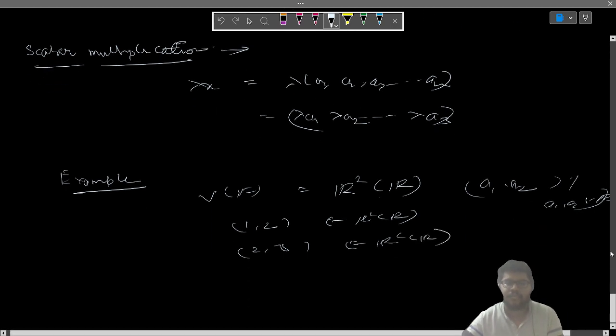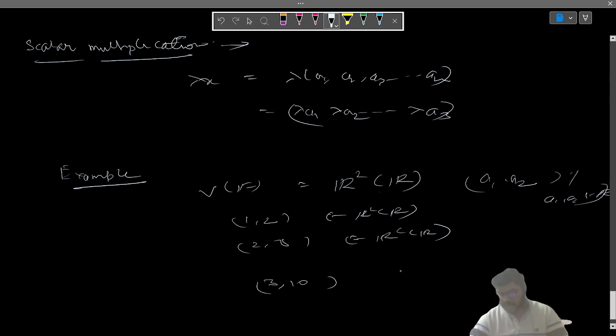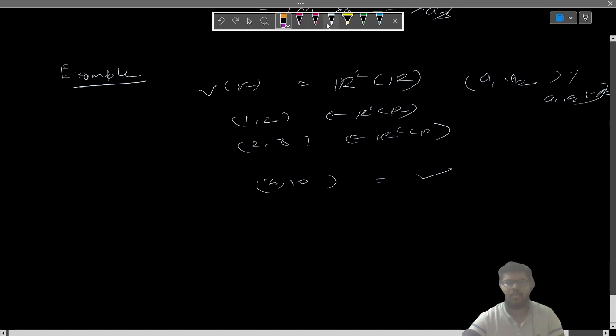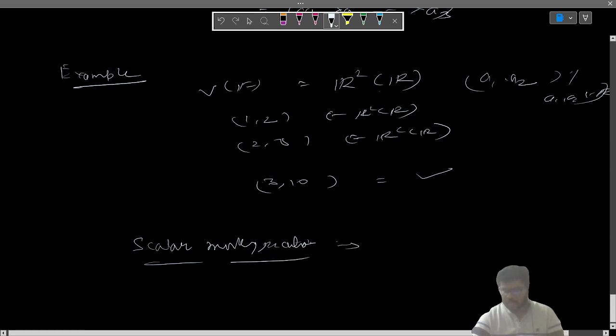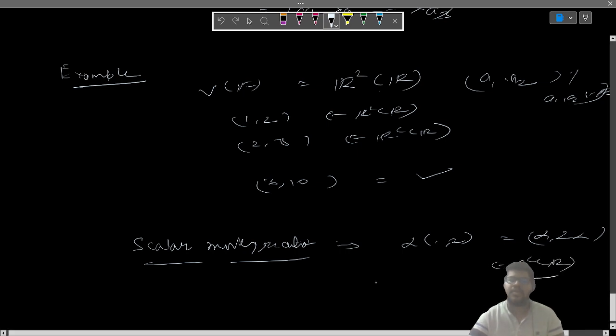When we add, what will we get? (3,10). This (3,10) also belongs to R2 over R, definitely it does. Vector addition is satisfied, right? Now scalar multiplication. Scalar multiplication is alpha times (1,2). This implies (alpha, 2 alpha). So it also belongs to R2 over R. This implies both conditions are satisfied. So this is an n-tuple space.